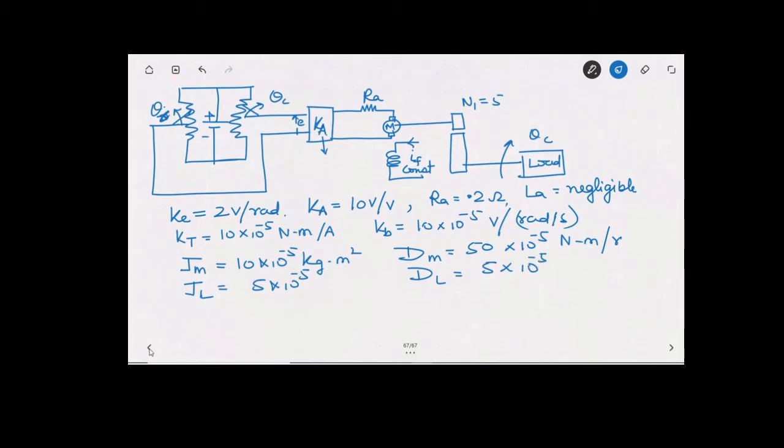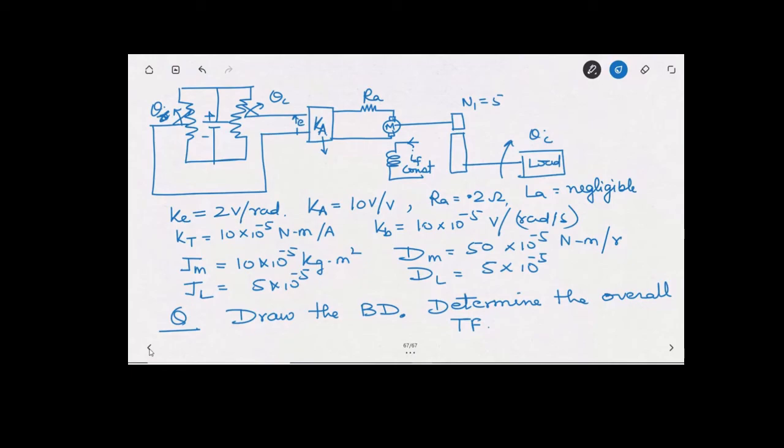Now, the problem: write down the problem, draw the block diagram and determine the overall transfer function relating theta, this output, and the input position.